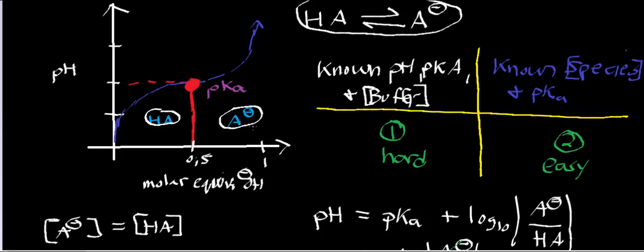And we'll deal more with Henderson-Hasselbalch in future videos. But just bear in mind, in the next video, we're going to look at the second case where we know the concentration of each species and the pKa, and then we can just do a direct calculation for the pH. But keep in mind, when we know the pH, the pKa, and the total concentration of buffer, that becomes a lot more difficult, and we get a system of 2 equations and 2 unknowns. See you in the next video.